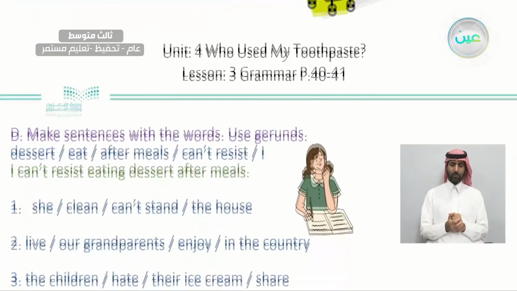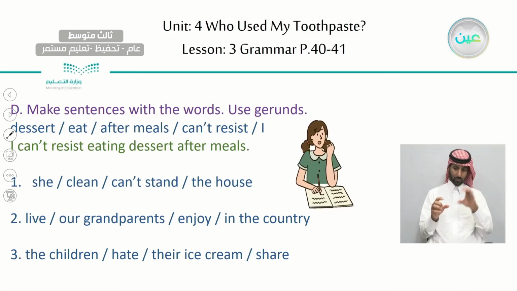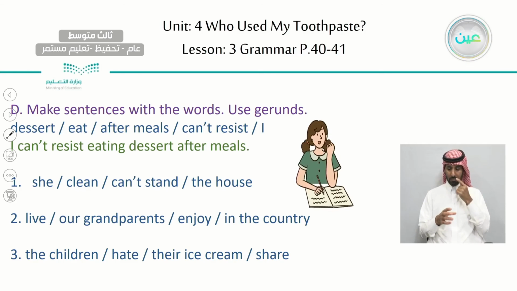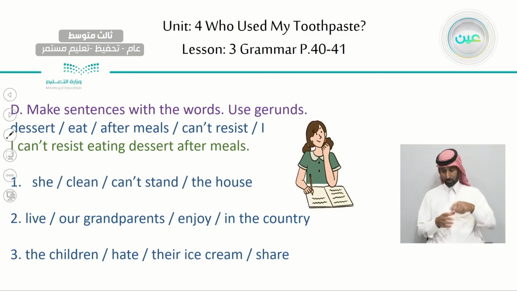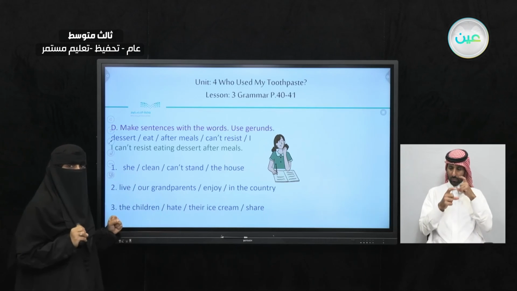Now moving on to the following exercise. Exercise D, also related to gerunds, okay? We have different words here. We have to arrange them to form a sentence, okay? Dessert, eat, after meals, can't resist, I. So I can't resist eating dessert after meals. So we form the sentence. We use the scrambled words to form a full sentence, okay?